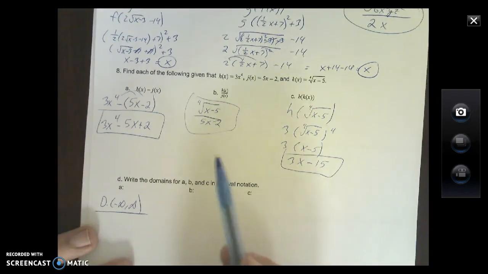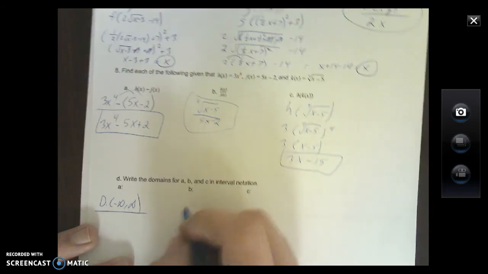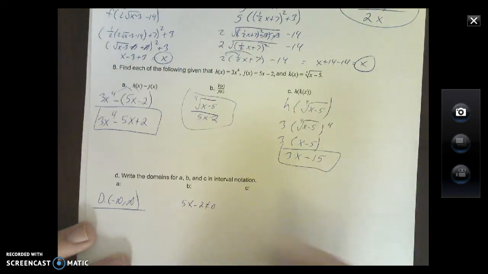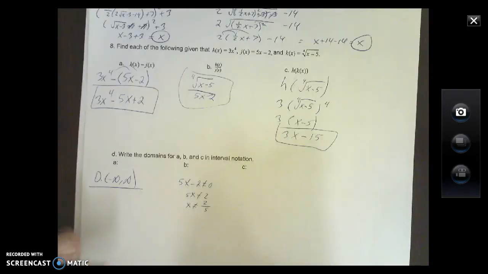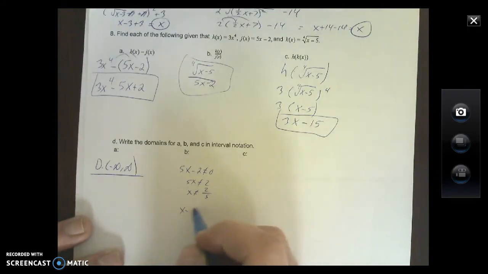Part B is a tricky one. I got two things going on here. I have an x in my denominator, which I find by setting it not equal to 0. That's my denominator, 5x minus 2. If I solve for this, x cannot equal 2/5. But I also have an even power root. X minus 5 must be greater than or equal to 0.